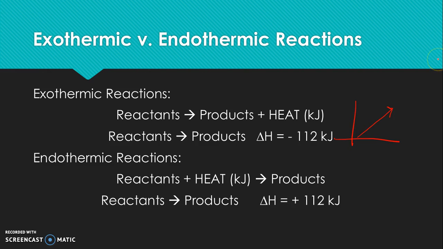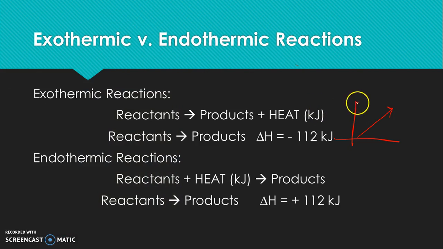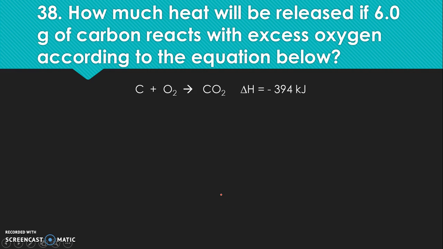let's erase that. So if it's exothermic, we're going to start high and go down. If we're endothermic, then we're going to have that heat increase as we're going in our enthalpy diagram. So this is like what we're going to use today.